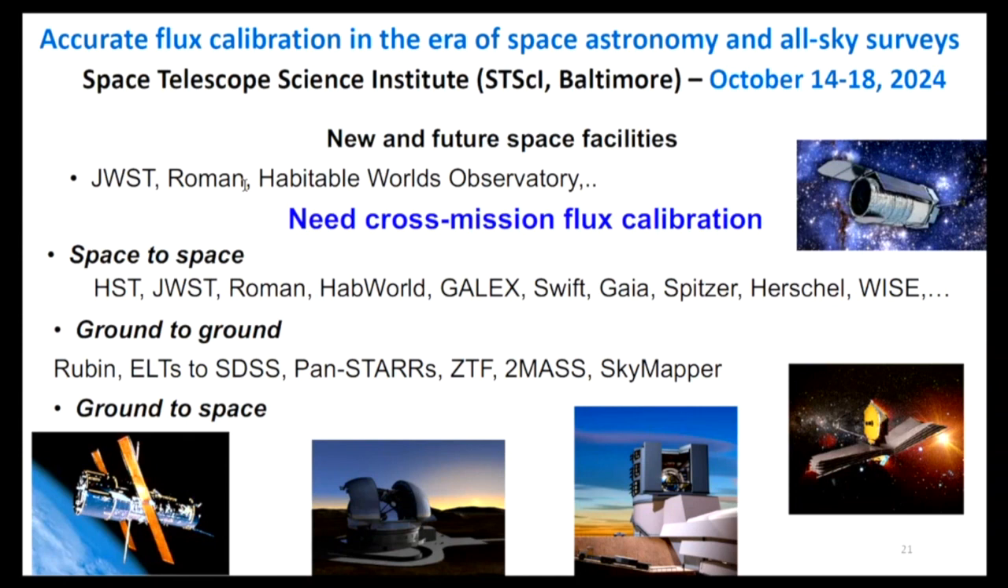So we have tons of observations coming from all the space telescopes. We have LSST coming up soon. We have ELT that will be available hopefully very soon. We have Roman that will be launched in 3 years. We have JWST that is new. So we really need to be careful about performing cross-mission flux calibration and verify that the calibration is homogeneous. So in this way, we can actually match all this data and perform amazing science.